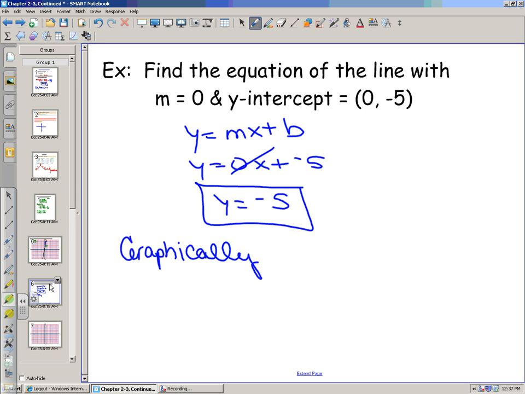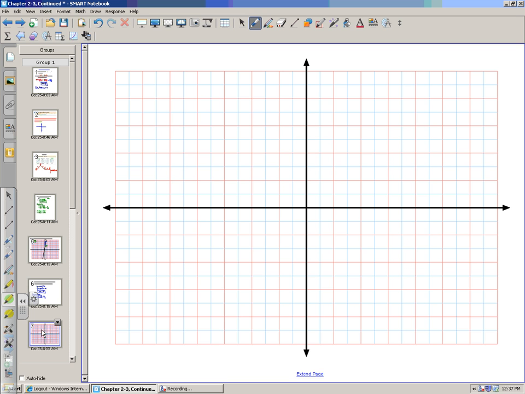Okay. Now, you always are going to graph your y-intercept. So my y-intercept is going to be what, folks? 0, -5. So I come over here and I graph the point 0, -5. That puts me right here. Do we see that? There's the point 0, -5.